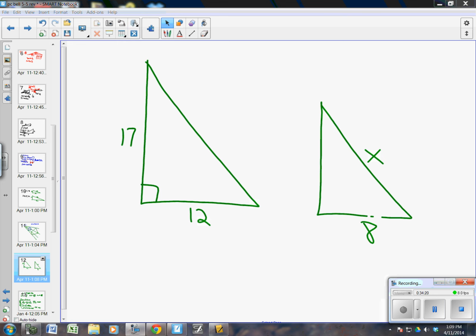Okay, find x. Find x. It's not as simple as it looks, I don't think. They're both right triangles, sorry. They are similar triangles, as a matter of fact. These two triangles are similar triangles. These are similar triangles. Yeah.